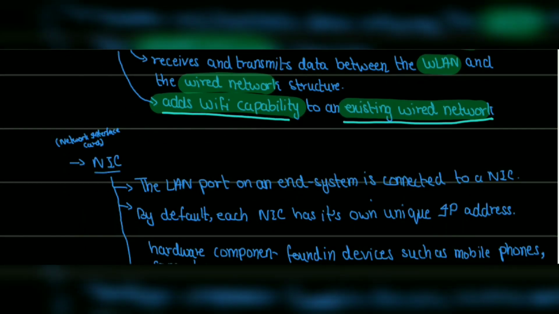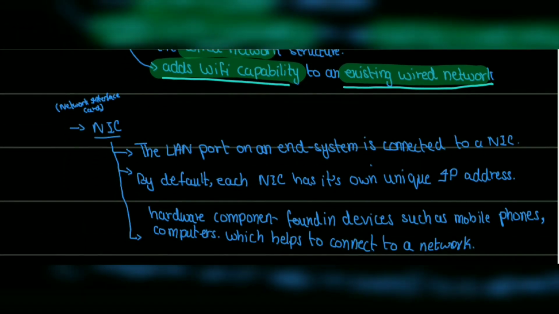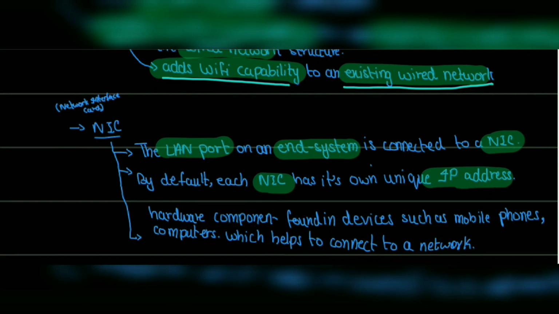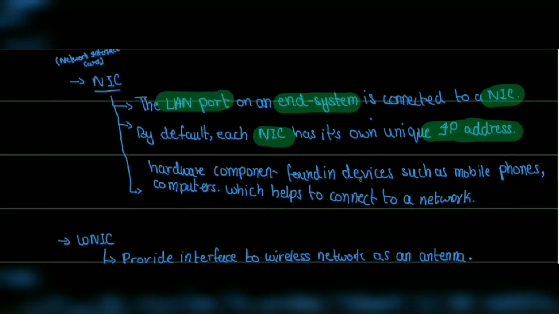NIC, network interface card. The LAN port on an end system is connected to a NIC. By default, each NIC has its own unique address. It is a hardware component found in devices such as mobile phones and computers, which helps them connect to a network. So it's all about connecting to a network.